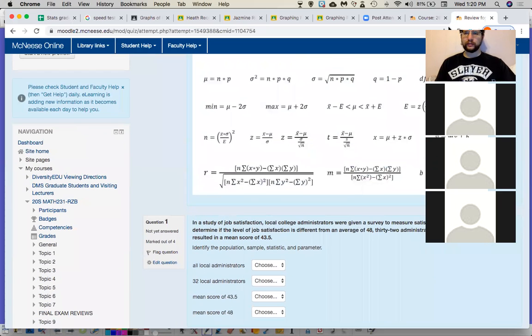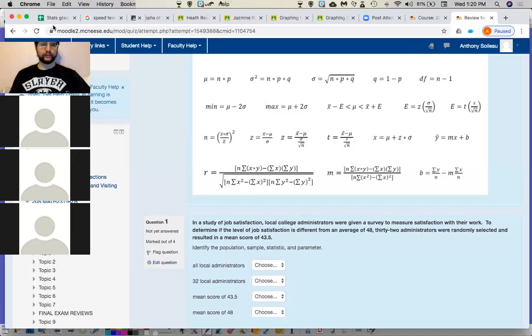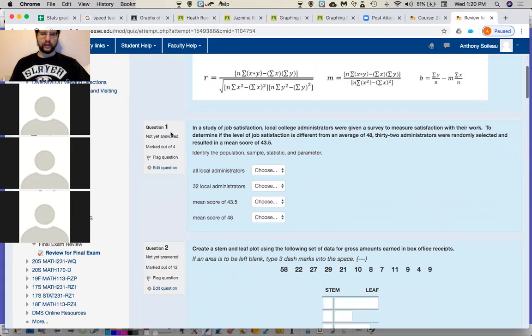The first one, let's see if I can do something with this. Yeah, put it over here. The first one is just like the first one on the paper-based exam. It's identifying population, sample, statistic, and parameter. And it's just got a little drop-down menu, basically. So same concept, different format.